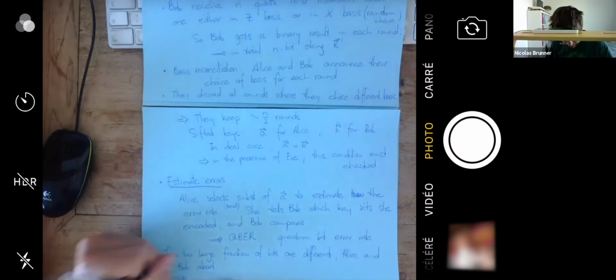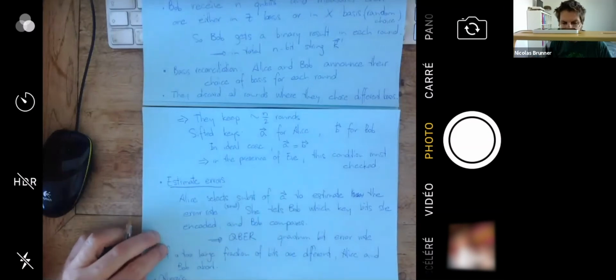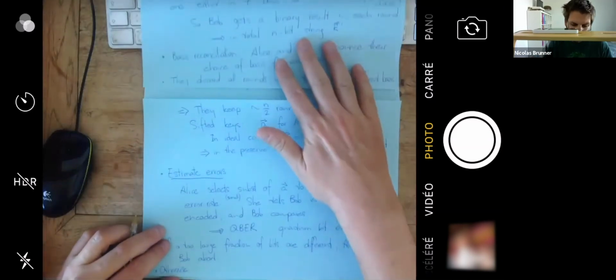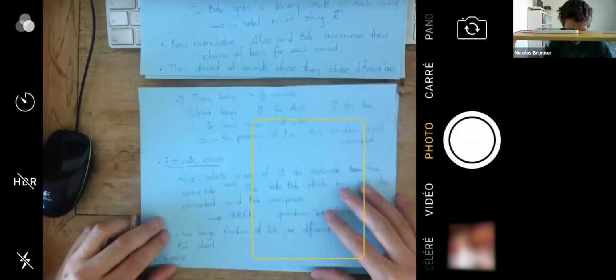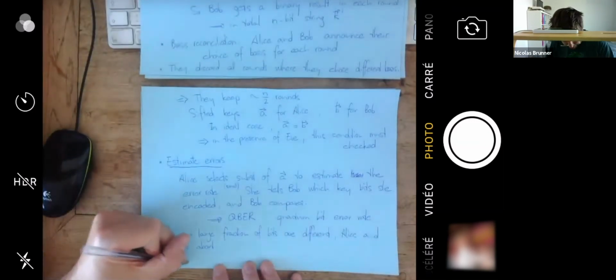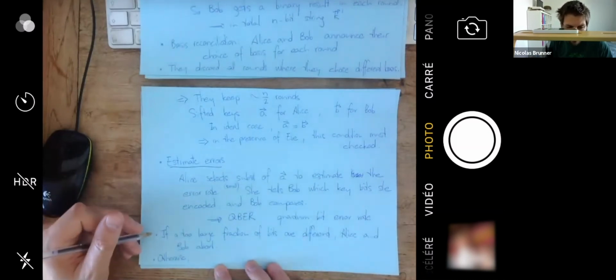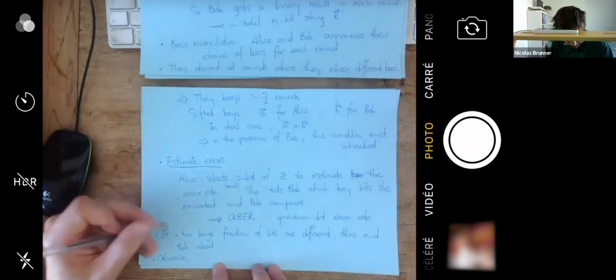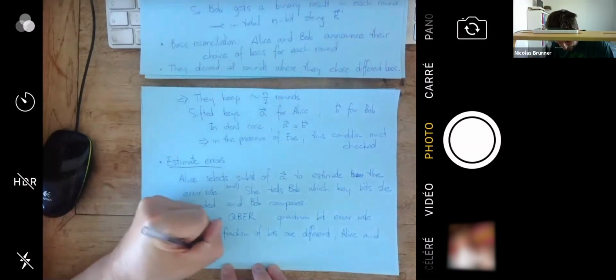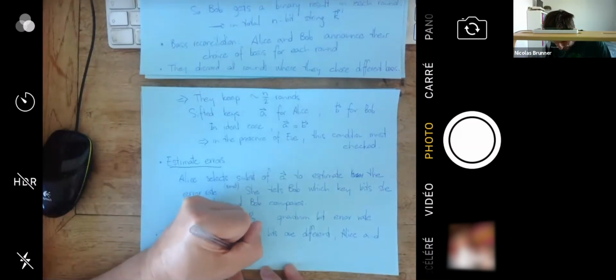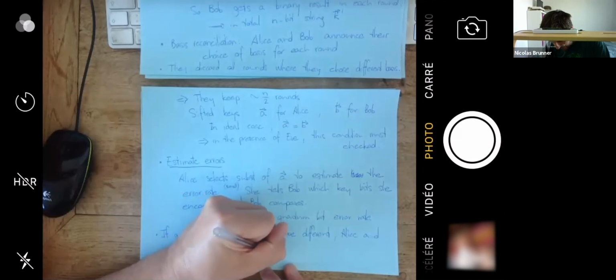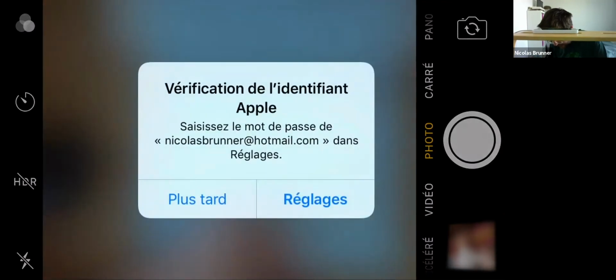Otherwise, if the quantum bit error rate is below a certain threshold, they will go on and finalize the protocol with two more steps, which are: they perform error correction and something called privacy amplification.